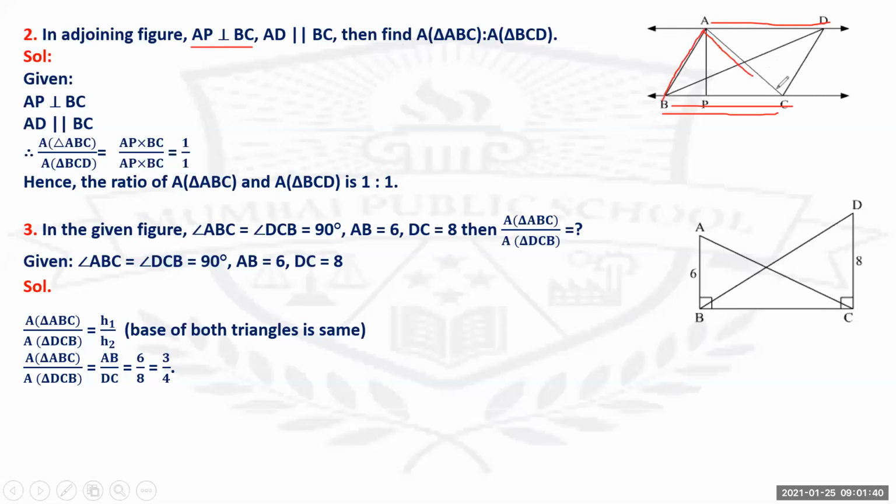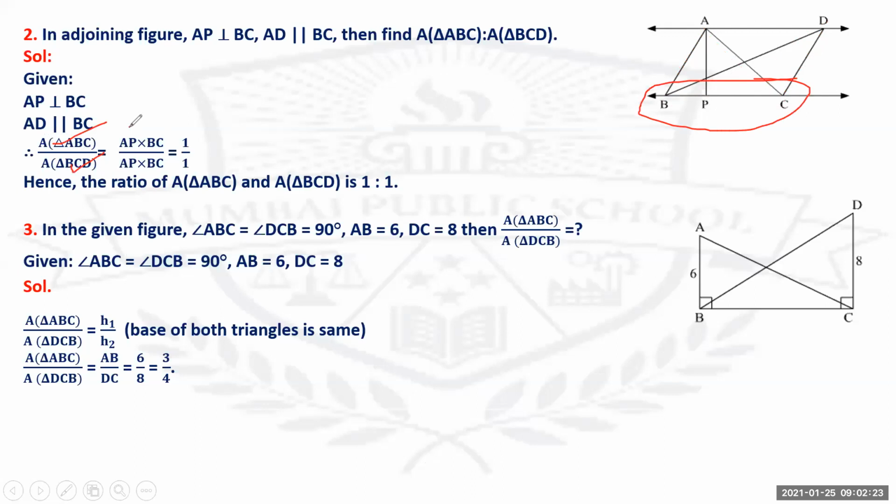Now check. First get the triangles in the figure. See, ABC is here and BCD is here. You've got both the triangles. When you look at both these triangles, you are going to get these heights equal. Why? Because the distance between the two parallel lines is equal. Also the base BC is the same for both the triangles. It's common.